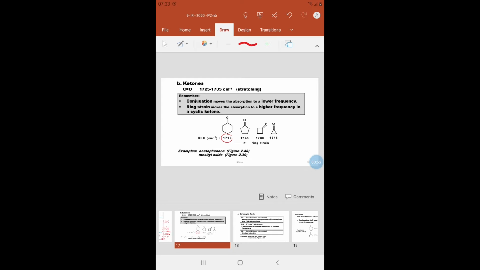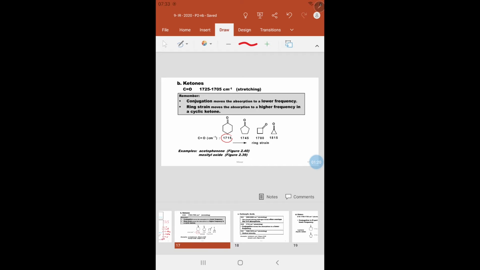But when the number of ring members reduces from 6 to 5, from 5 to 4, from 4 to 3, the frequency of the C double bond O is increased, or higher. So ring strain makes the carbonyl absorption frequency become higher than the normal frequency.